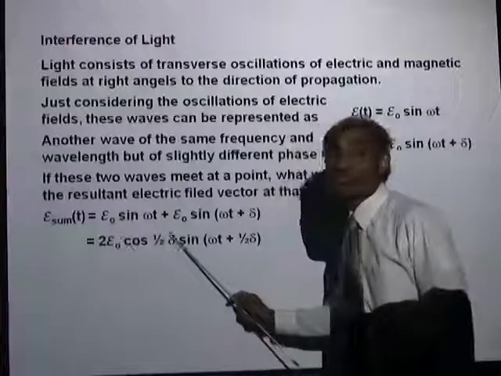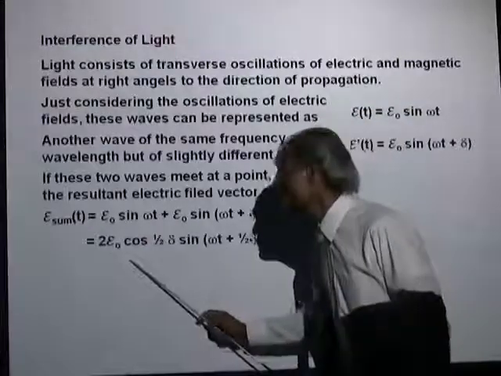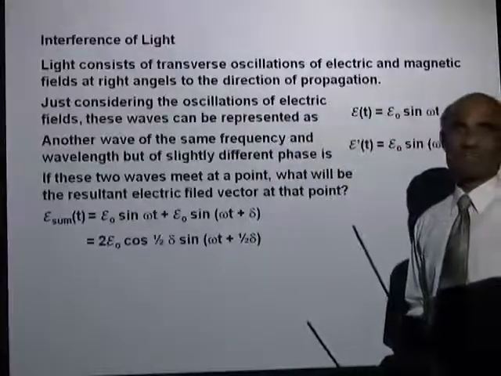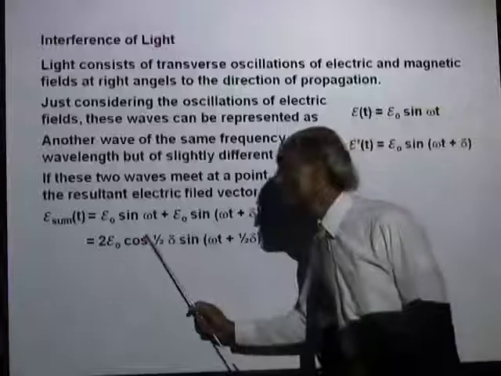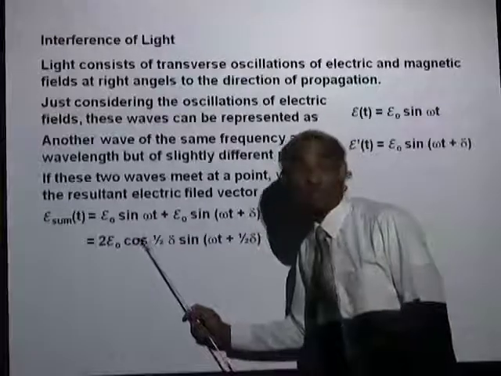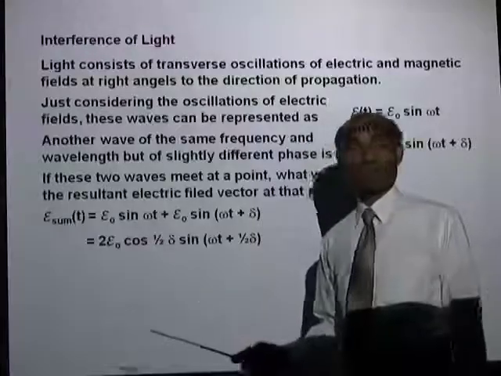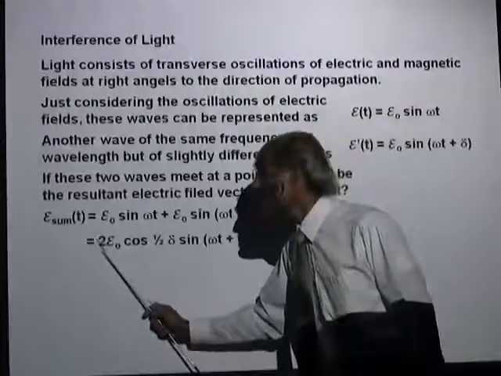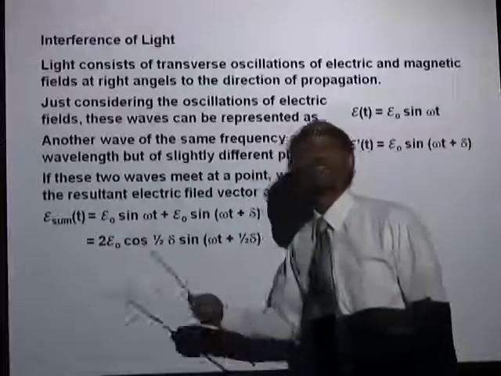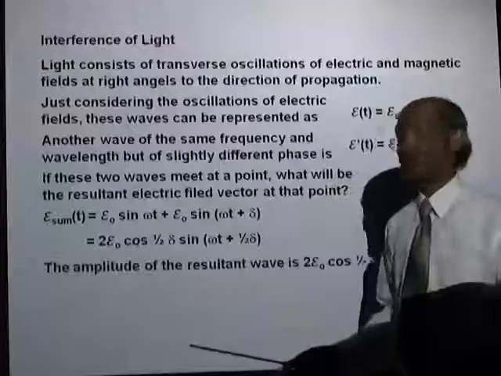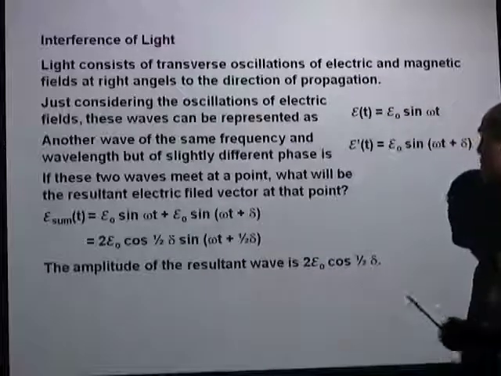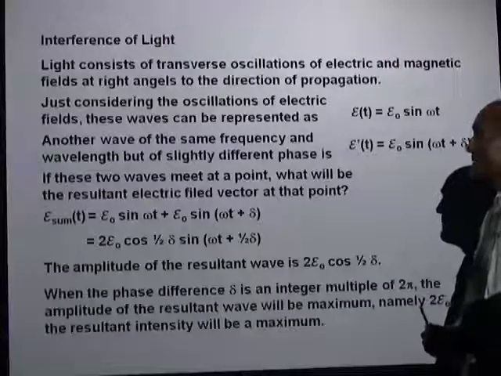And I use this in red because this is the resultant amplitude of that vector. The resultant amplitude will be 0 when half delta is pi by 2, since cos pi by 2 is 0. And this resultant amplitude will be 2E0 when half delta is 0 or pi. You see that? So the amplitude of the resultant wave is 2E0 cos 1/2 delta.